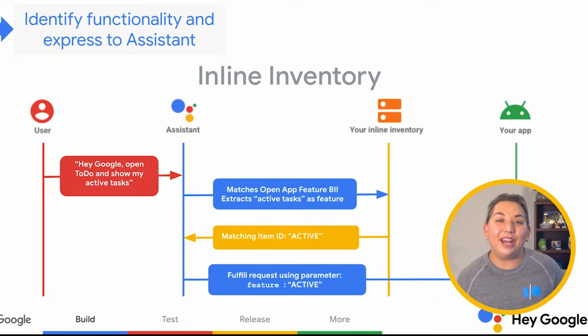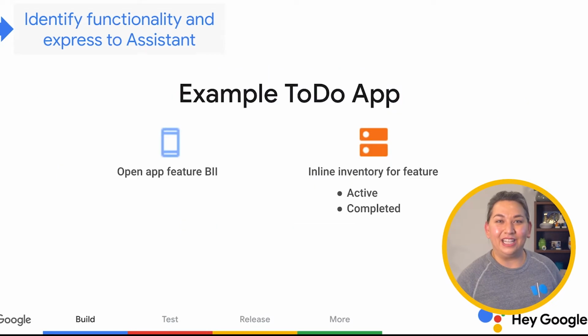Finally, triggering your Android app with the open app feature BII capability to set the fulfillment with the parameter feature value of active. We've identified what you'll want to use for the open app feature, and that we'll want the features to be active and complete. To add these elements to our Android app, we'll need to add capabilities to our shortcuts.xml file.